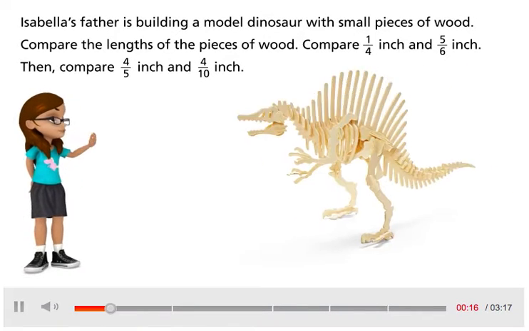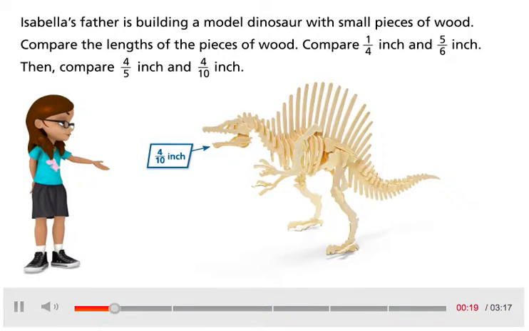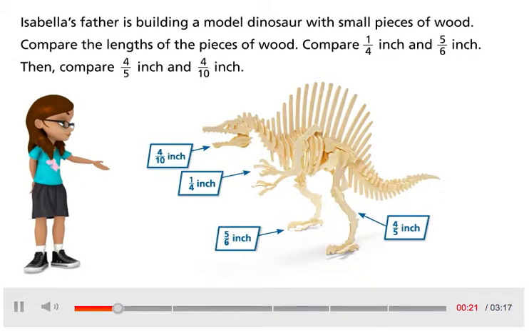Isabella's father is building a model dinosaur with small pieces of wood. Compare the lengths of the pieces of wood. Compare 1/4 inch and 5/6 inch. Then compare 4/5 inch and 4/10 inch.